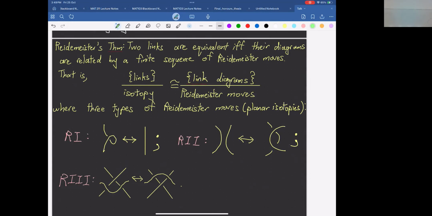First, you can straighten out the twisting. If you have a twist, you can just put it straight; that is R1. How about R2? If you have two straight strings, you can bring them across each other, or you can put one up.